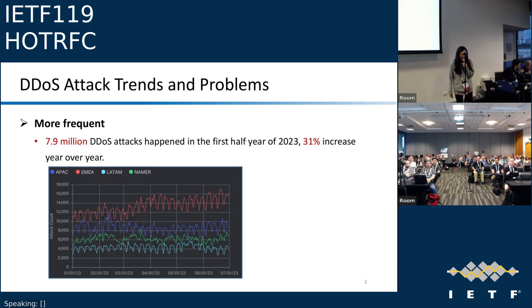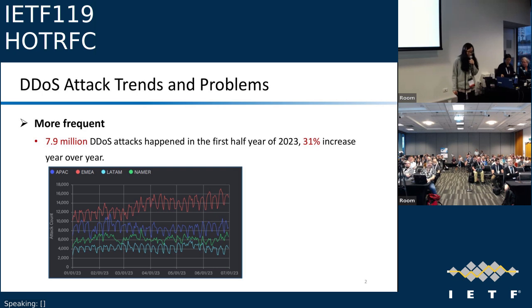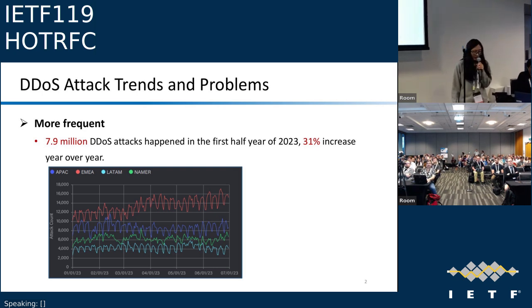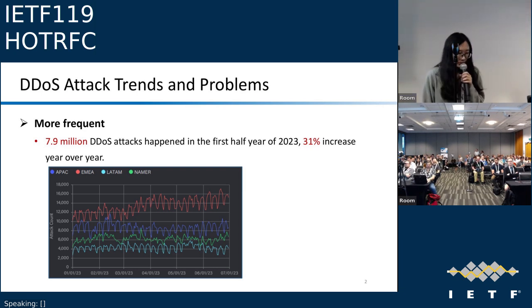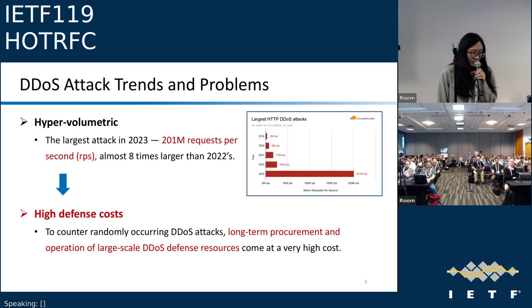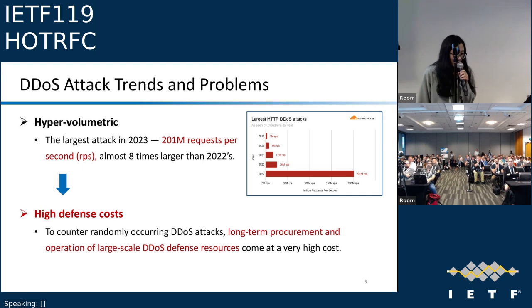Let's start with the attack trends and problems. There were 8 million DDoS attacks in the first half of 2023, which means DDoS attacks happen more frequently. And it also shows the future of hypervolumetric attacks. The largest attack record in 2023 is about 2 million requests per second, almost 8 times larger than the 2022 record.